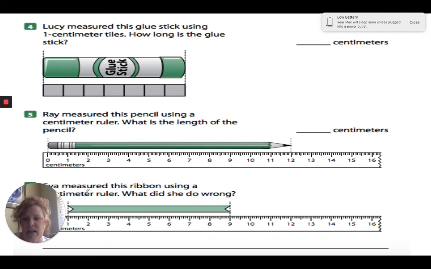Easy, easy. Eva measures this ribbon using a centimeter ruler. What did she do wrong? Okay, so once you look at it, and I can't go over here, but look at where it starts. So something's wrong. What did she do wrong? I'll give you a second. Okay, you should have said that she did not start at 0. That was very important. You see over here, start at 0. Over here, they started at 1, so we're off 1. So this would actually be 8 centimeters because we have to subtract 1 because they started at 1, and we should have started at 0.